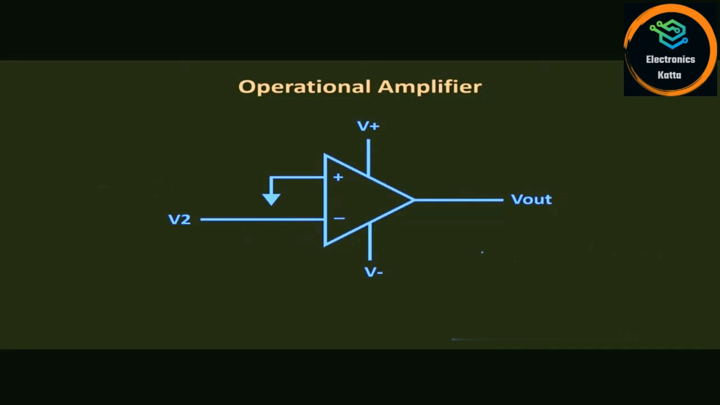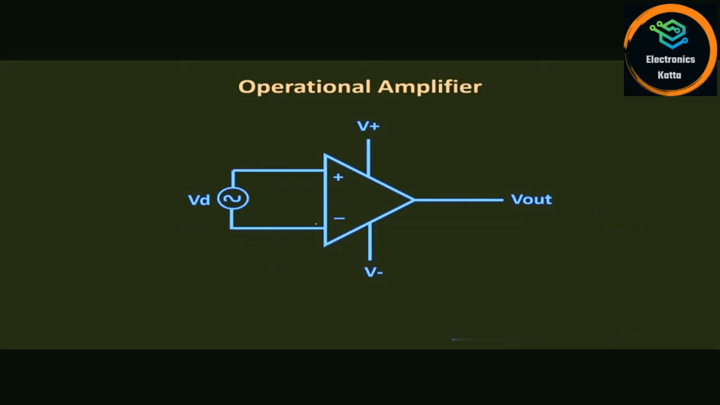Likewise, whenever we are applying an input to this negative terminal and we are grounding the other terminal, then the output of this amplifier will be equal to minus A times V2, because the difference between these two input terminals will be equal to 0 minus V2, that is equal to minus V2. So suppose we are applying a sinusoidal signal at the input, then at the output we will get the amplified sinusoidal signal which has a 180-degree phase shift with respect to the input signal. That means the output will get inverted by 180 degrees, and that is why this input terminal is known as the inverting terminal, because the output will get inverted with respect to the input.